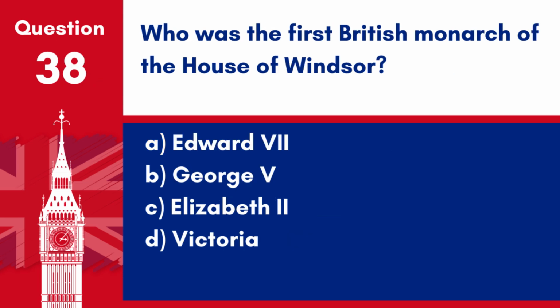Question 38. Who was the first British monarch of the House of Windsor? A. Edward VII. B. George V. C. Elizabeth II. D. Victoria. Answer: B. George V. George V was the first British monarch of the House of Windsor, a name adopted in 1917 during World War I due to anti-German sentiment.